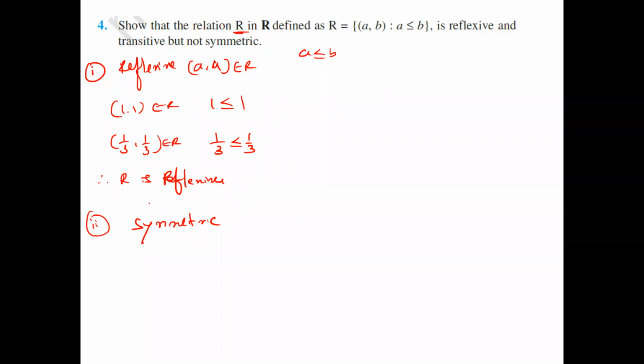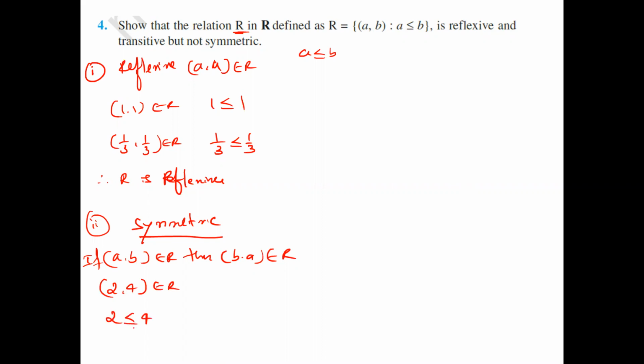Now how to check symmetric? What is the condition for symmetric? If (a, b) belongs to R, then (b, a) belongs to R. Here (a, b) means a is less than or equal to b, so I'll take (2, 4) for example. 2 is less than or equal to 4. Yes. Okay, what about the next condition? (4, 2): is 4 less than or equal to 2? No. So this does not belong to R.